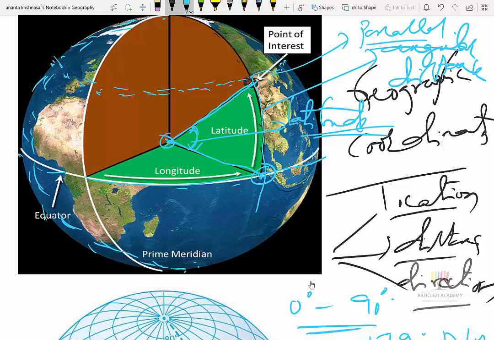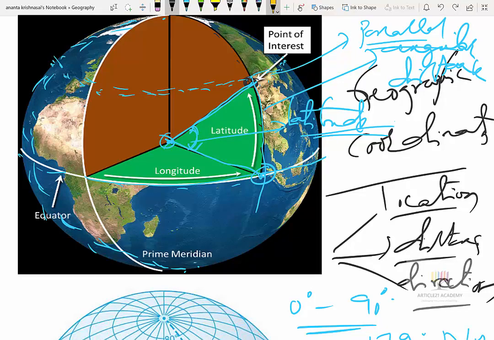Number 2, the meridians also intersect the equator at right angles. Unlike the parallels of latitude, they are all equal in length, and for convenience of numbering, the meridian of longitude passing through the Greenwich Observatory, as I told you, has been adopted as the prime meridian by an international agreement, and this has been given the value of 0.